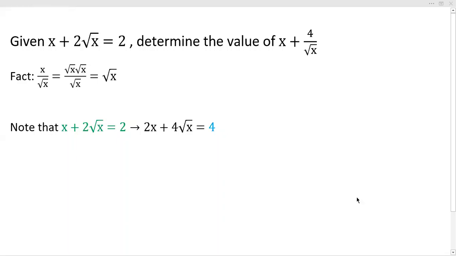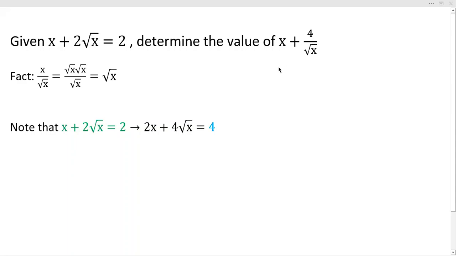Hey everybody, I found an interesting radical equation at one of the popular math presentation websites. You're given a radical equation, then you're supposed to find the value of a radical expression.